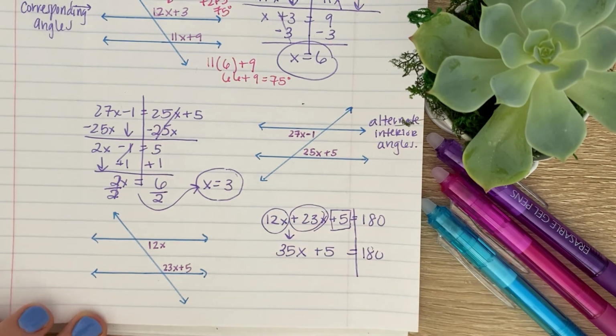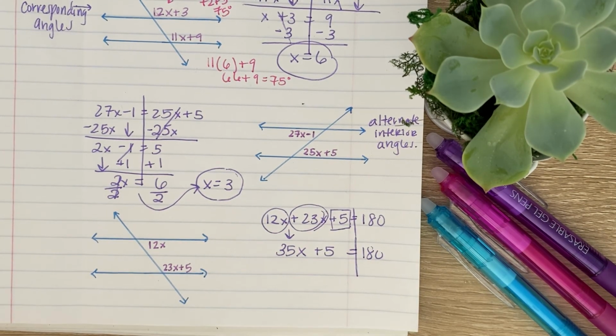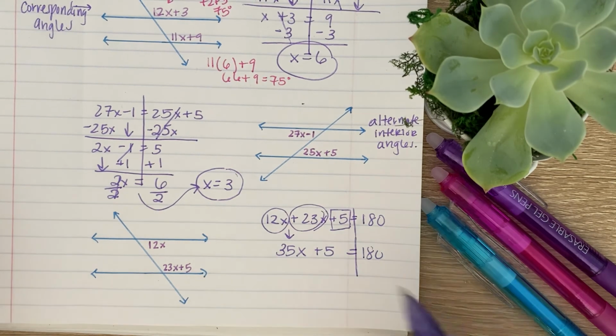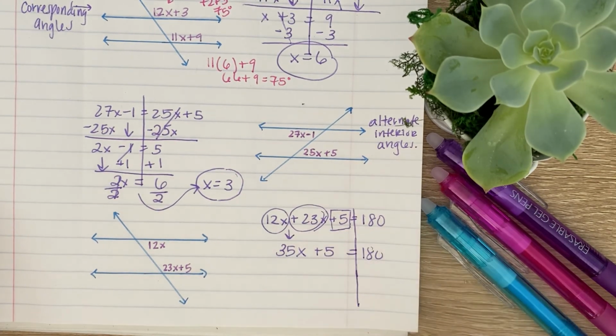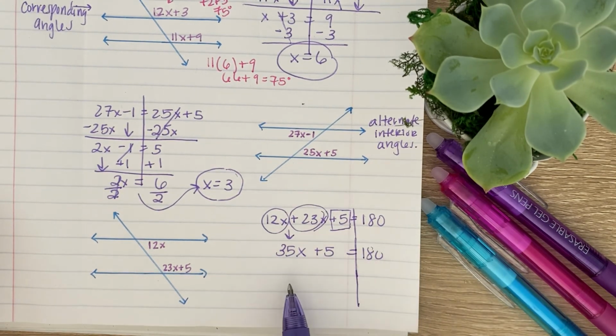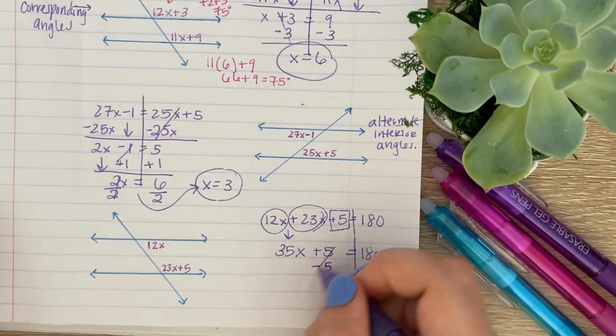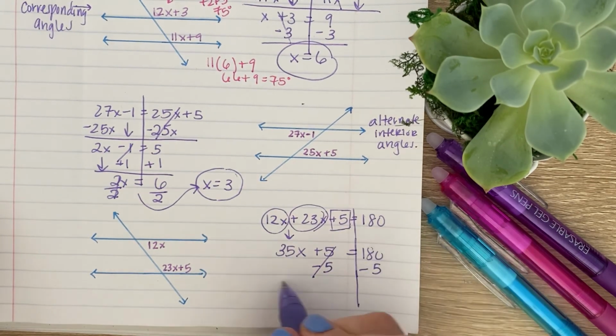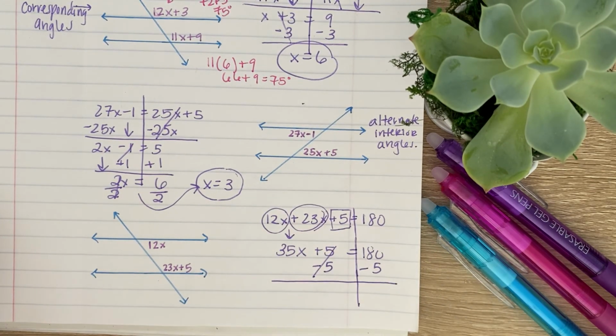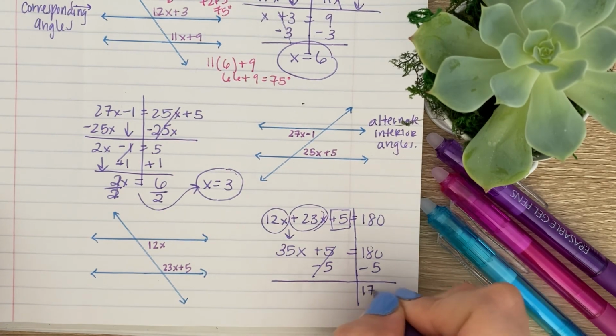And now again, this is just a two-step equation. You follow the steps for a two-step equation. Draw a line down the equal sign. Find the side with the variable. Find the number not attached to the variable and perform the opposite operation. Whatever you do to one side, you must do to the other. 180 minus 5 is 175.